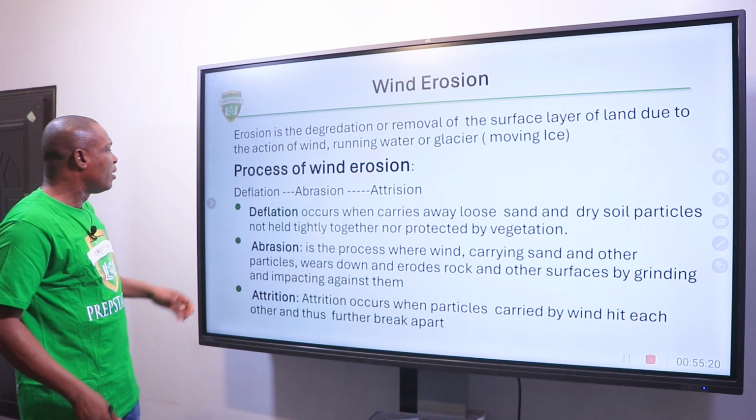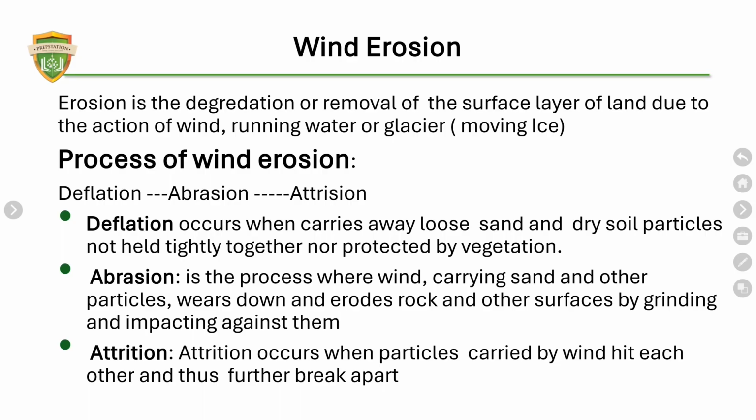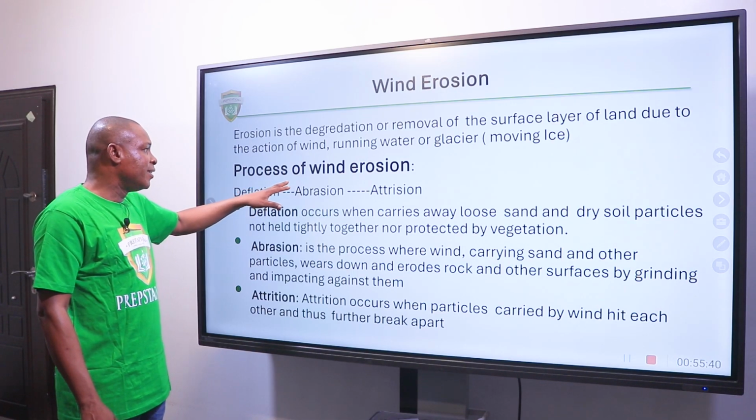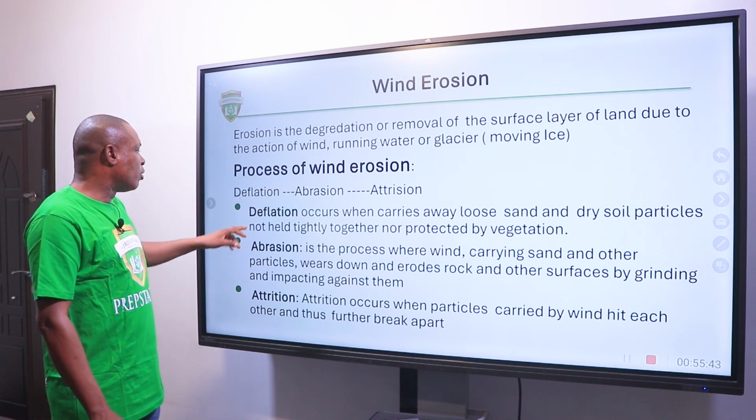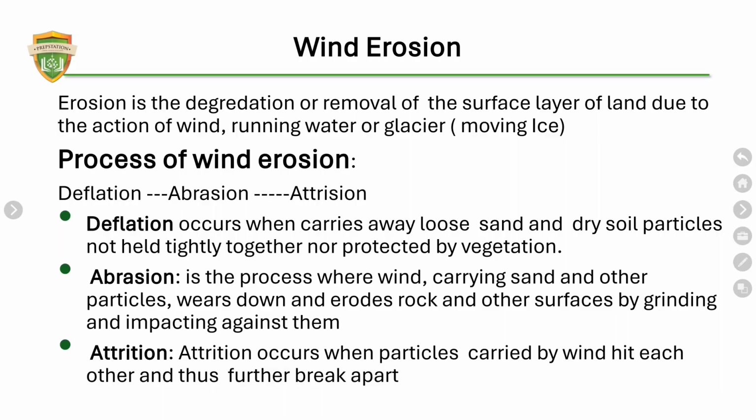Processes of wind erosion: we have deflation, abrasion, and attrition. Remember, erosion is the degradation or removal of the surface layer of land due to the action of wind, running water, or glacier. In this case, we are considering erosion in desert regions through wind. So we have deflation. Deflation is when wind carries loose sand or dry soil particles, not held together tightly, nor protected by vegetation. So when these loose sand are carried by the wind, the process is deflation.